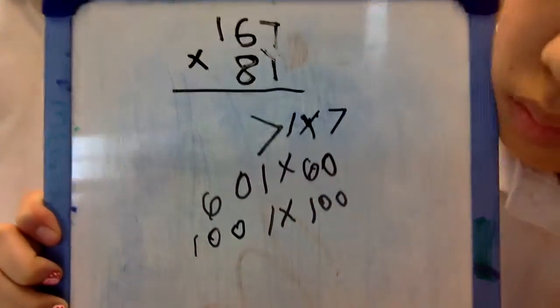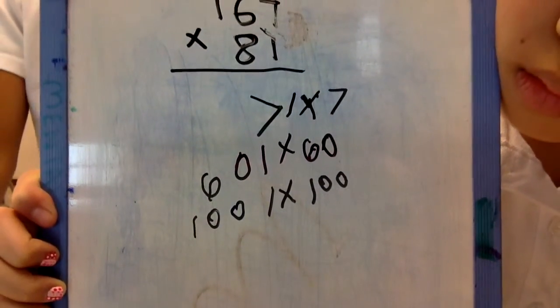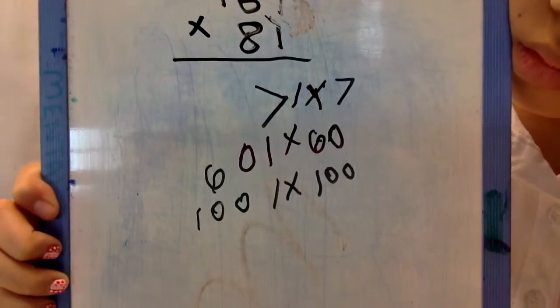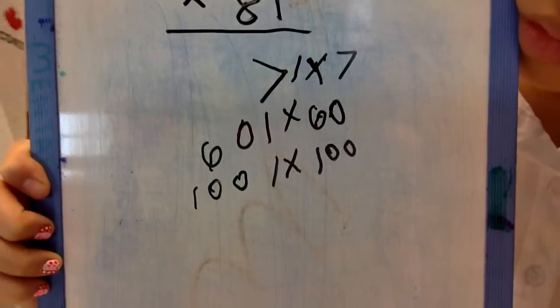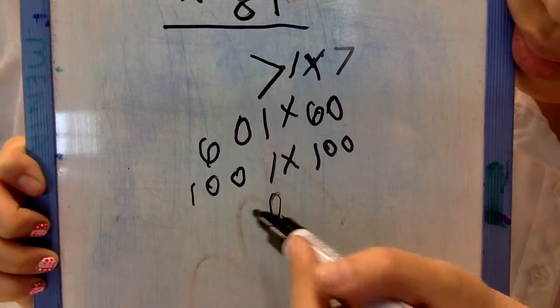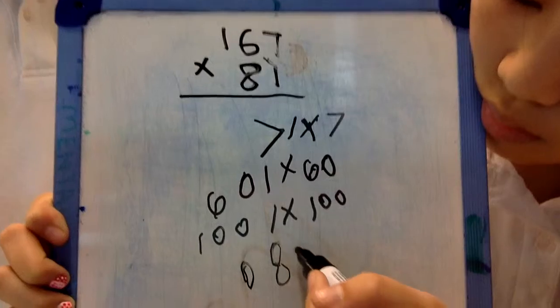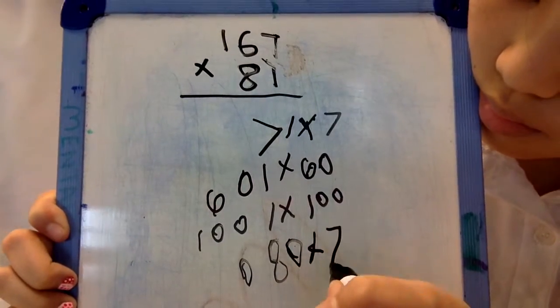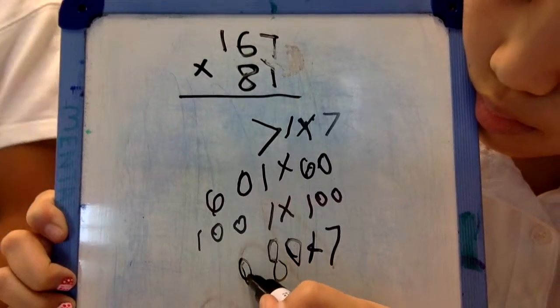Next, we do 8 times 7, right? No. It's actually 80 times 7 because that 8 in 81 is actually 80. Right? It's 80 plus 1 is 81. That's what we're timesing by. So it's 80 times, what's the next number? 7. 80 times 7. Which is, as you know.